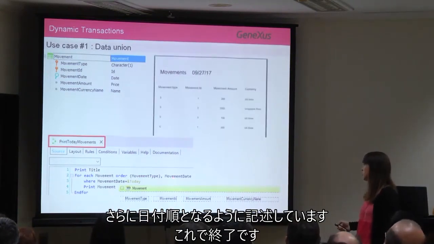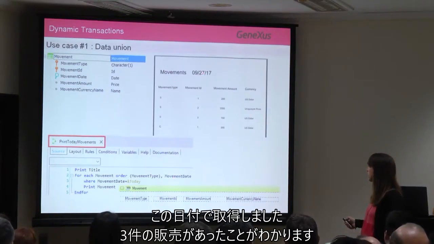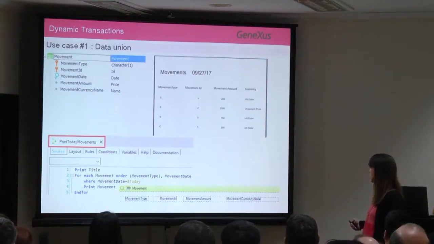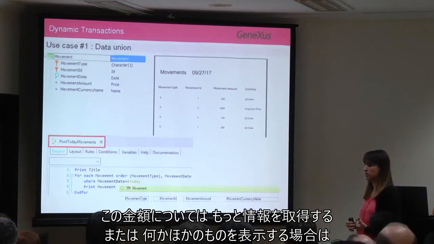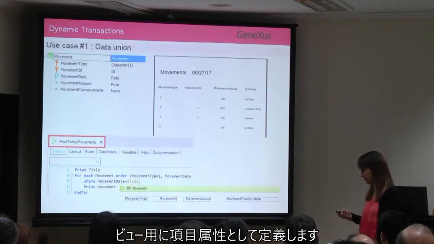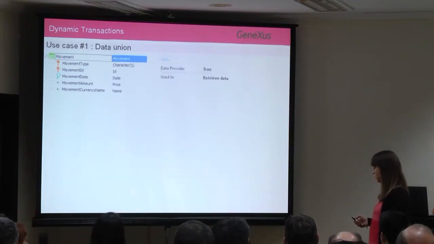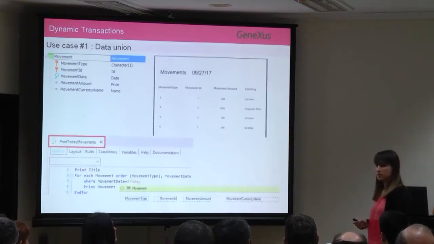So this is the exit, and I got it on this date, and on this date I can see that there were 3 sales for these amounts and in these currencies, and then a credit bill under this number for this amount. If I had wanted to retrieve more information or show something else, then I would define that as an attribute for view. Is it more efficient?